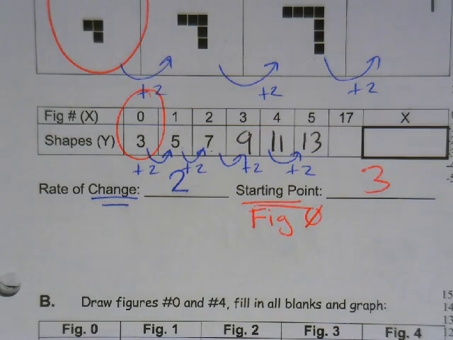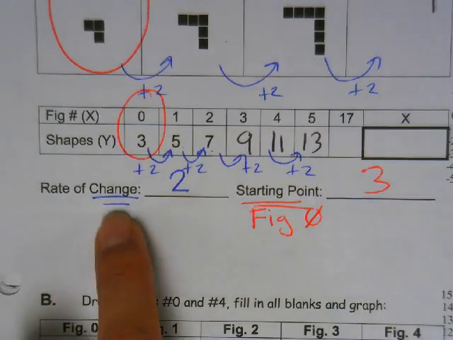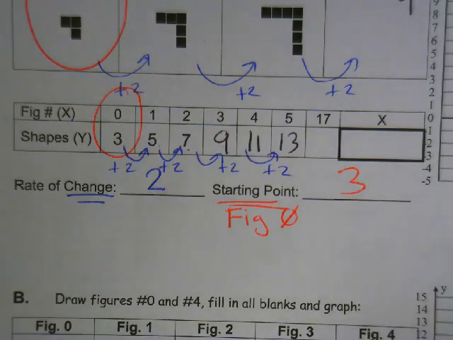These two numbers are extremely, extremely important for us today and in 8th grade. How did I get the starting point? I look at figure 0. How did I get the rate of change? It's what we're changing by. All right, this is the main idea of today's lesson.